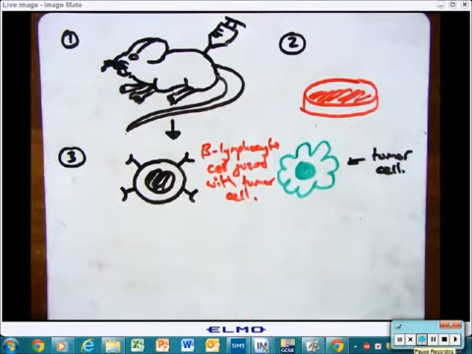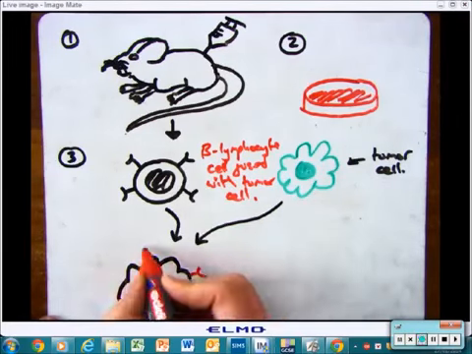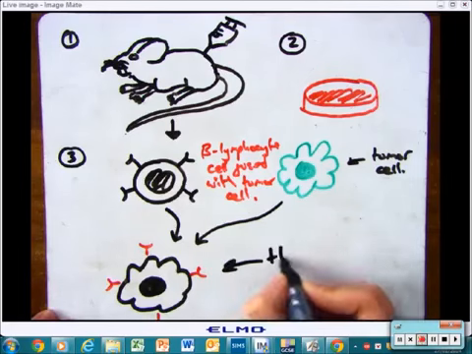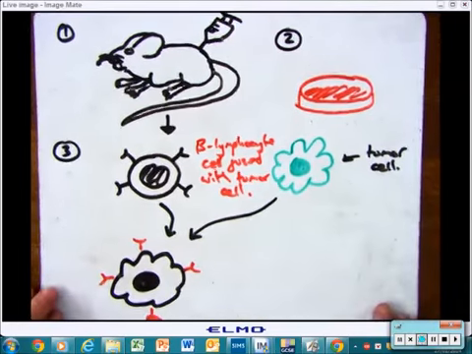And what they'll do is they'll fuse them together. So they'll take the lymphocytes, they'll take the tumour cell, fuse them together, and they'll produce something. Now, that something is called a hybridoma, which is basically just a hybrid between the two.